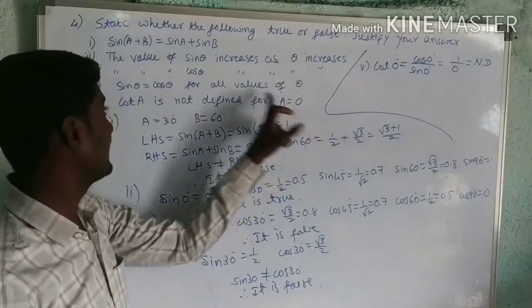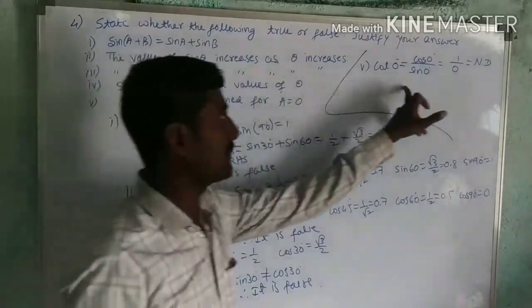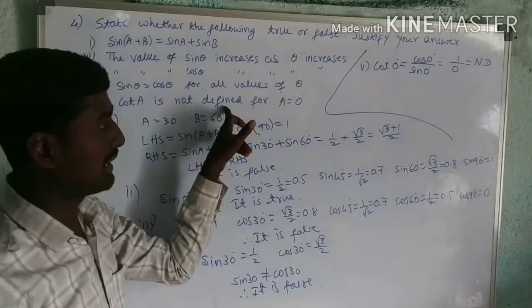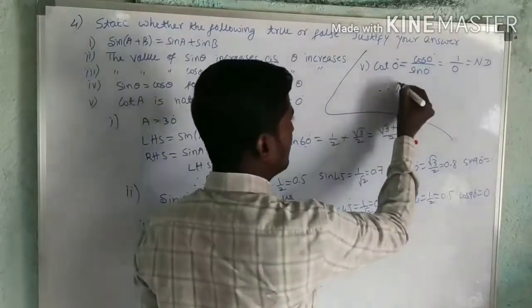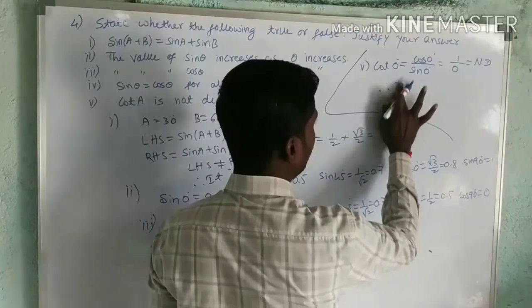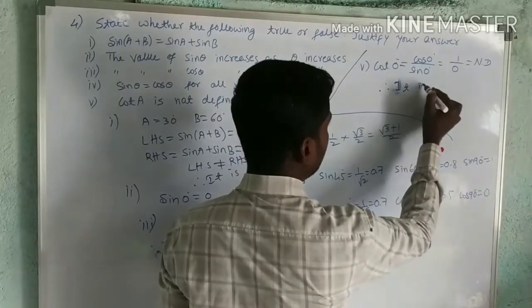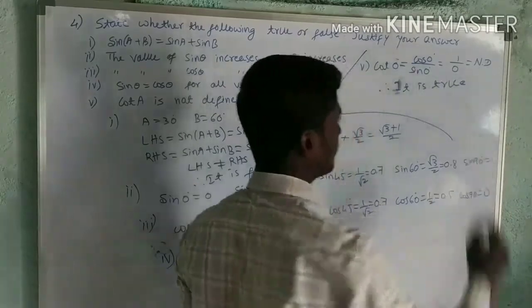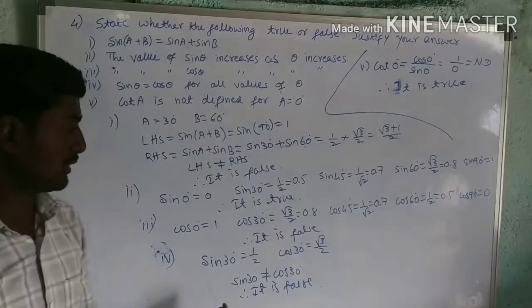If I take A as 0, cot 0 here I am getting as not defined. The statement also says it is not defined. So therefore it is true. Okay, this is how we can solve this.